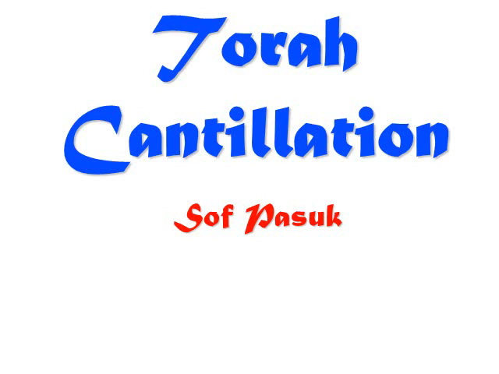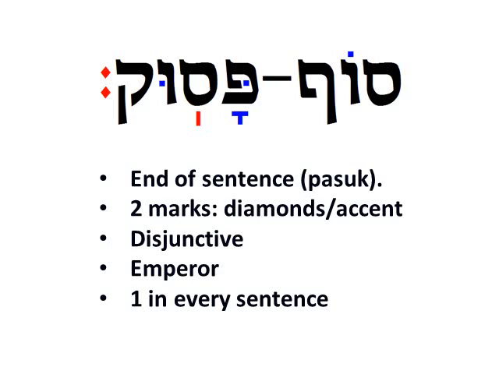Welcome to the second lesson of Torah Cantillation, or Torah Trope, learning the Sof Pasuk phrases. Sof Pasuk is the name of the trope that comes at the end of a sentence, or a pasuk, and it's seen by the two red diamonds that are shown right here, and the accent mark that is shown under the accented syllable. You need both of these together to make the trope mark called Sof Pasuk.